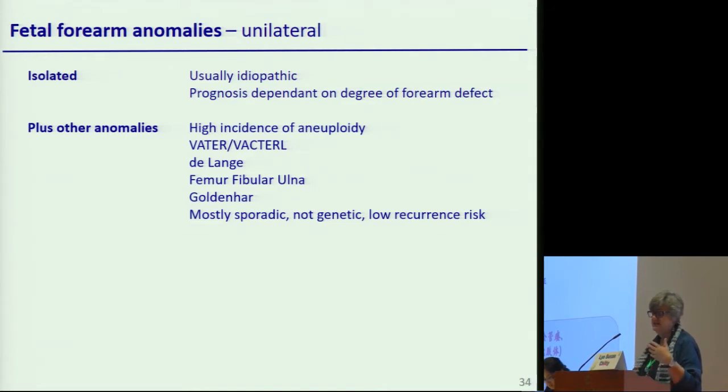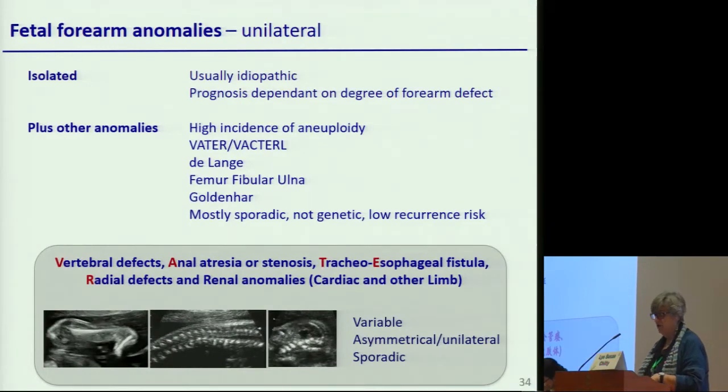The other common association is VACTERL, so vertebral anomalies, anal atresia, tracheo-esophageal fistula, radial, and cardiac abnormalities. So look carefully at the spine, look carefully at the heart. Cornelia de Lange is not very common, but it is a common association, and I'll show you some pictures of that in a minute. And then look at the rest of the baby: femoral-fibular-ulnar syndrome, Goldenhar syndrome. Most of these are sporadic, and many of them are not genetic, but there are some that are. So this is an example of a VACTERL syndrome. This is the forearm defect here, and there's some hemivertebrae here, and this baby also has a mild hydronephrosis.